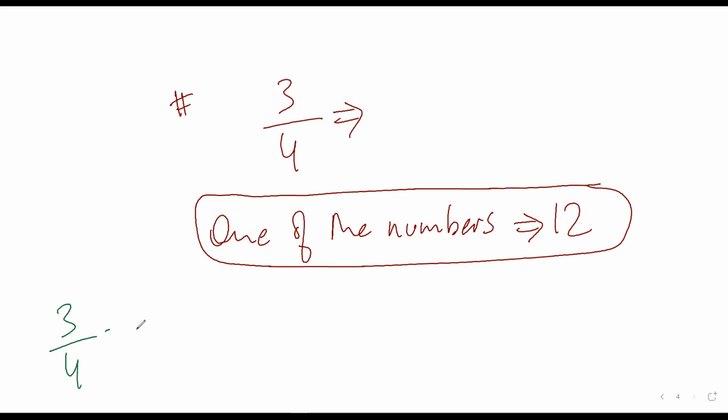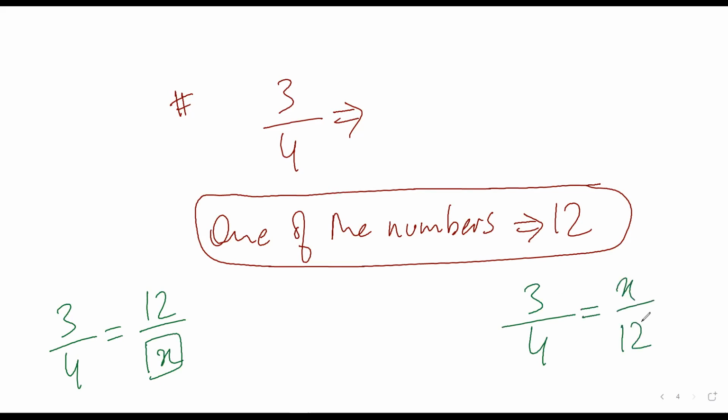So 3 by 4 can be equal to 12 upon x, or 3 upon 4 can be equal to x upon 12. Are we aware which is x or which is 12? Have you understood what I've said? Yes, sir. Mr. Satya, is there any doubt?